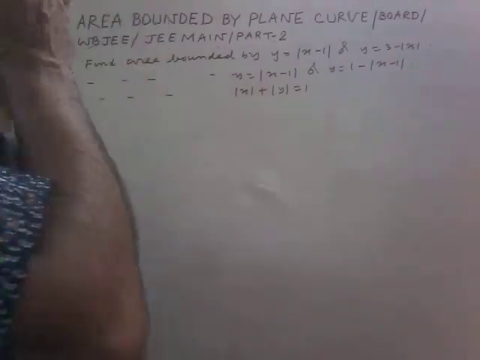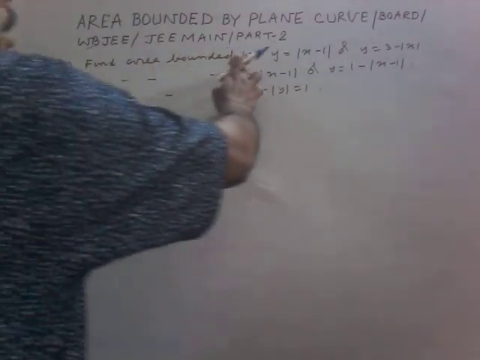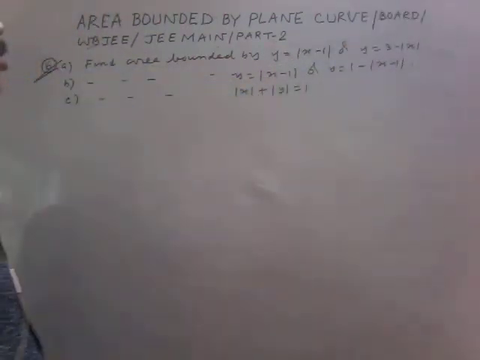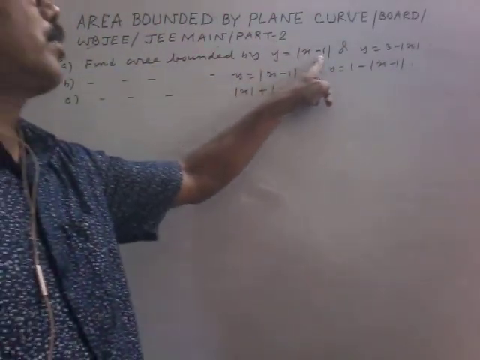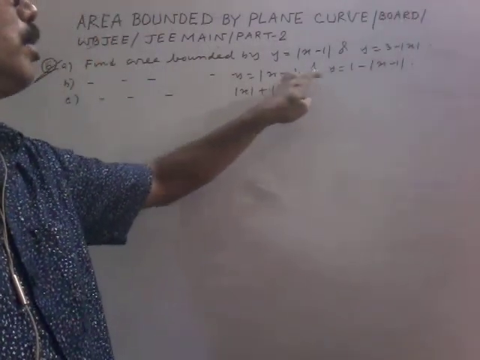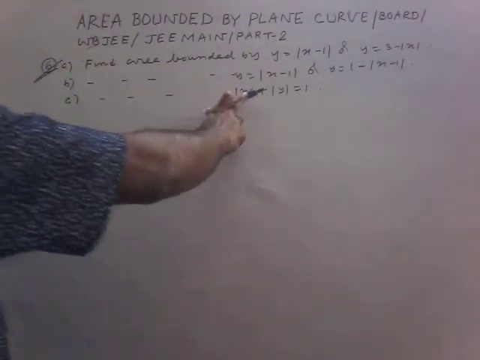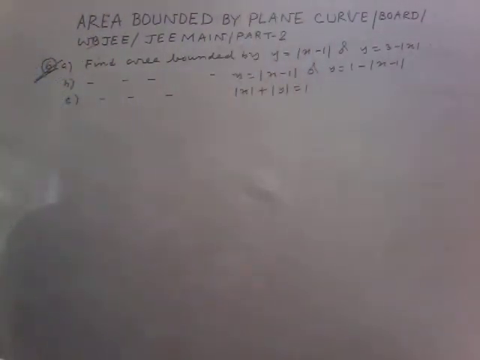Now we consider problem number 6. Find the area bounded by two modulus curves. Y equals mod x minus 1, y equals 3 minus mod x minus 1, and the last one is mod x plus mod y equals 1.